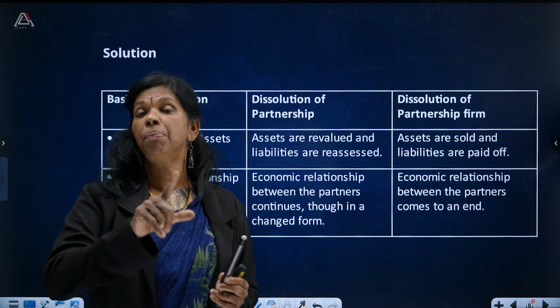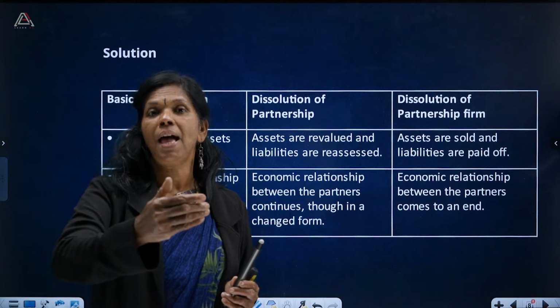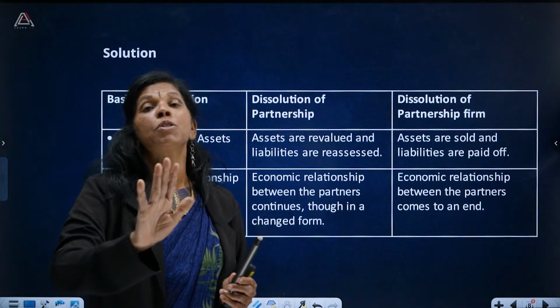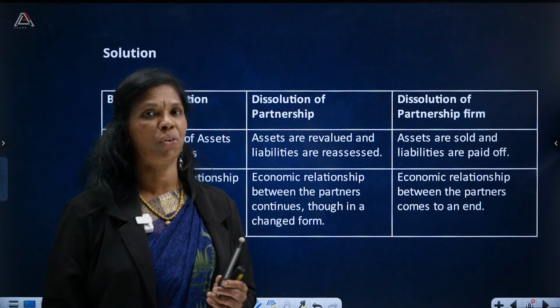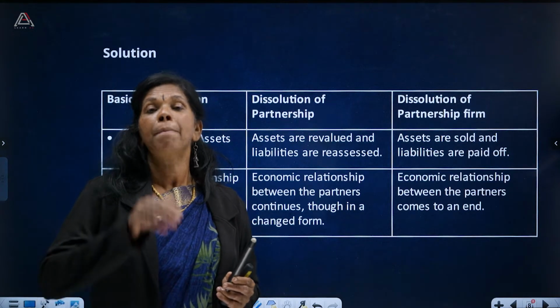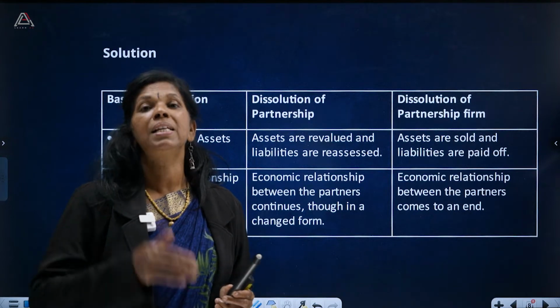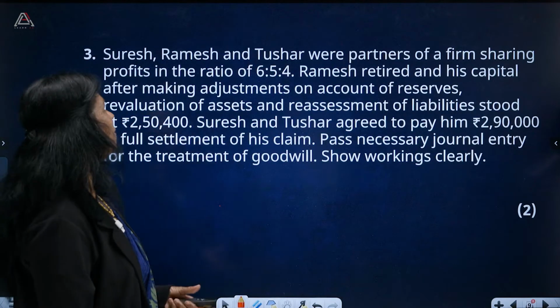Okay, dissolution of partnership means reassessment of liabilities and revaluation of assets, whereas in the case of partnership firm, assets are sold and liabilities are set off. In the case of economic relation, in partnership it continues, whereas in the case of partnership firm, it comes to an end. Got it? Okay, let us see the next question.